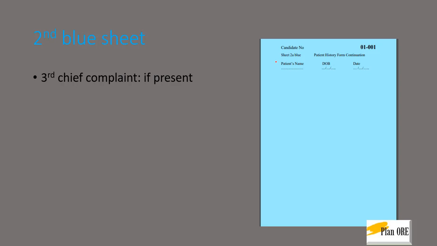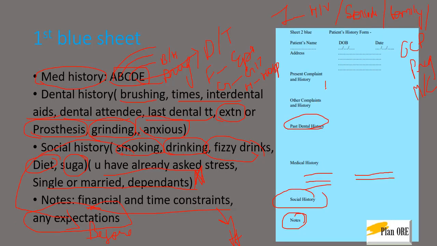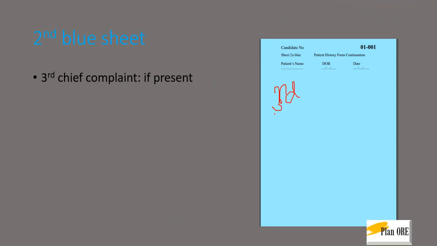When you move on to the second blue sheet, it's quite plain and it doesn't have many subsections in it. This is if the patient has a third chief complaint. Probably you just have the first and the second chief complaint and you take a detailed history here itself. In case the patient has a third chief complaint, you move on to the second page. If he doesn't have a third chief complaint, you leave this page blank.